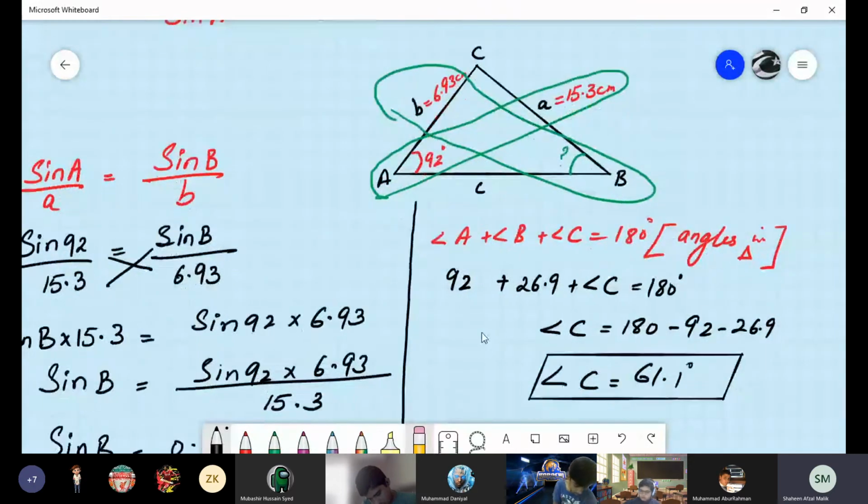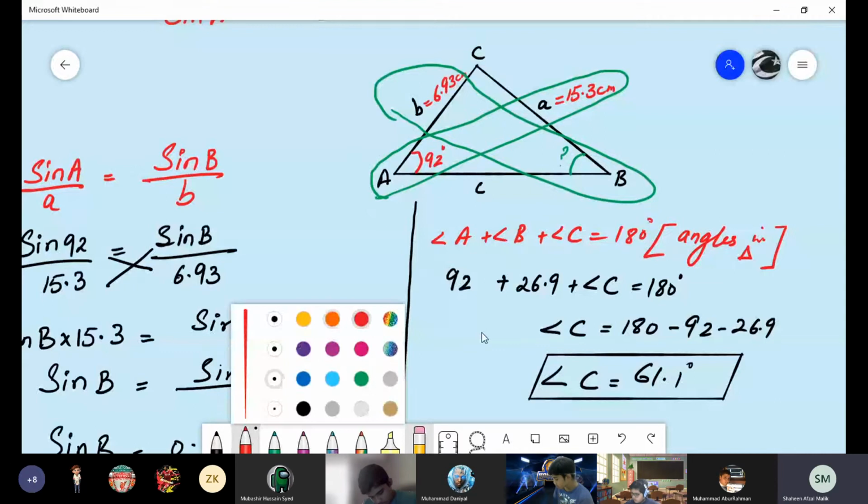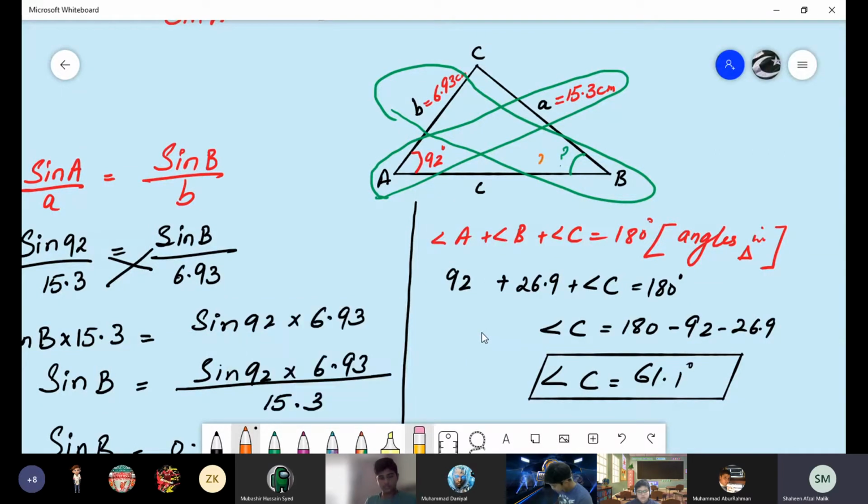I am writing the angles which we find with another color, so it will be clear to you. We found this angle B, that was 26.9. We found the angle C, that is coming 61.1. Can you find out the opposite side of angle C? Yes, boys. Can you find out the opposite side of angle C?